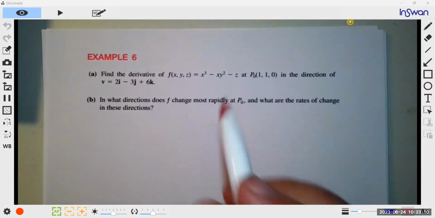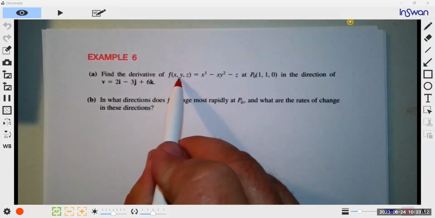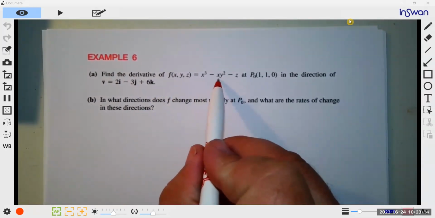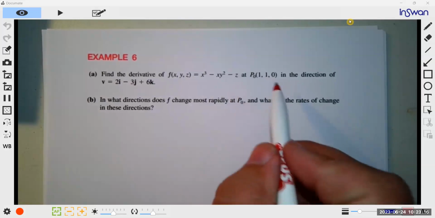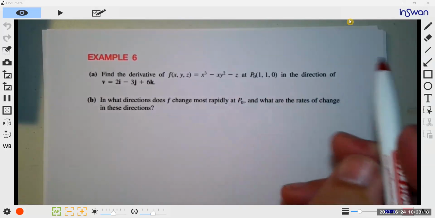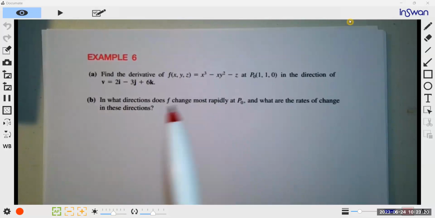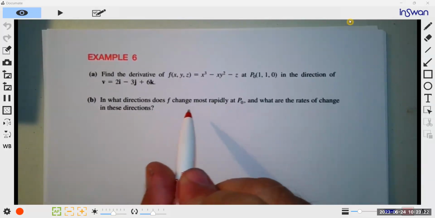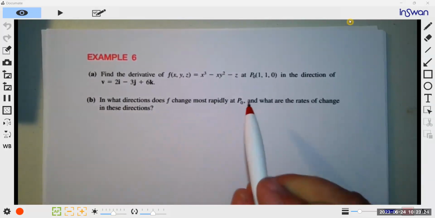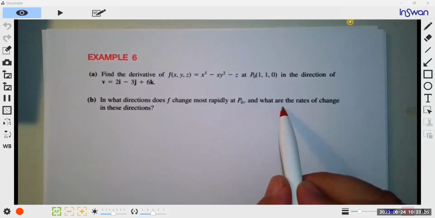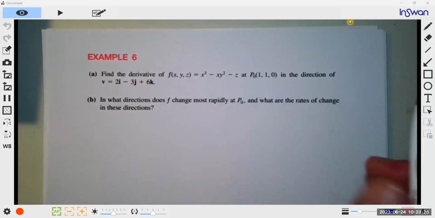Example 6. Find the derivative of f of x, y, z, x cubed, x y squared minus y... at p0 (1, 1, 0) in the direction of v. Then b. In what direction does f change most rapidly at p sub 0, and what are the rates of change in these directions?